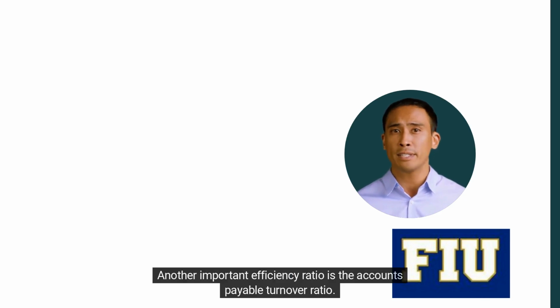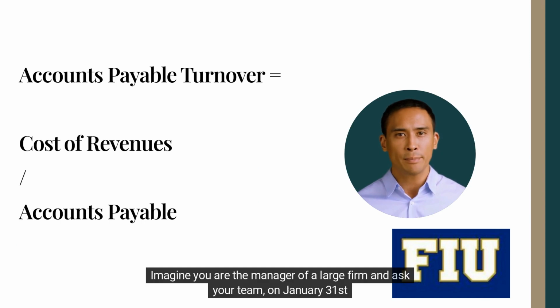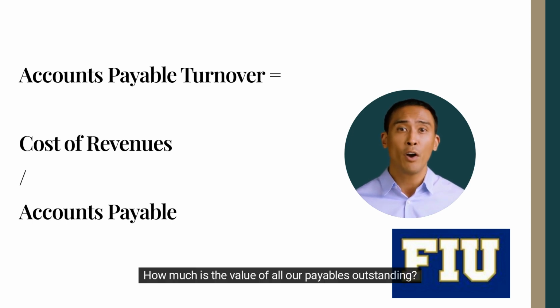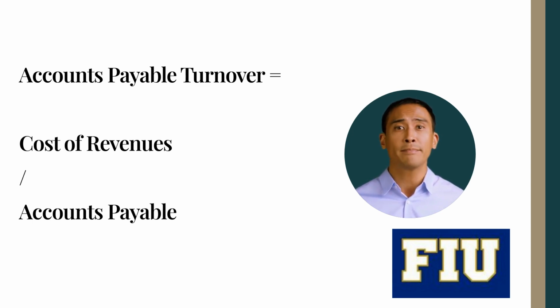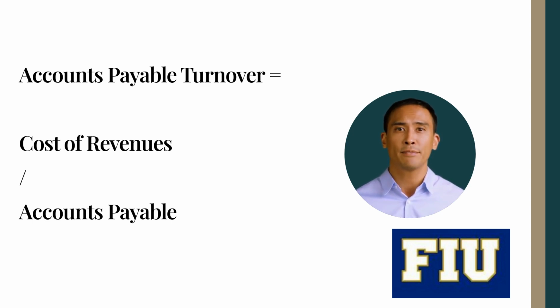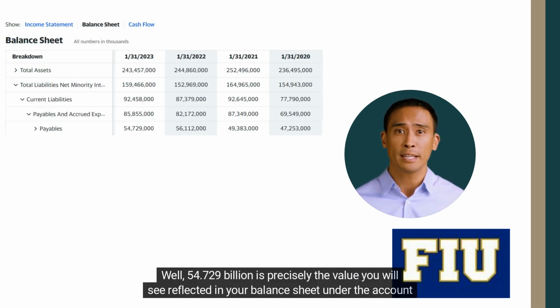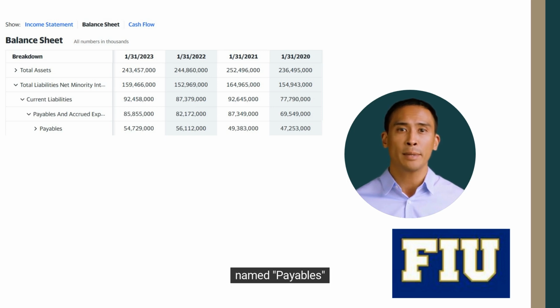Another important efficiency ratio is the accounts payable turnover ratio. Imagine you are the manager of a large firm and ask your team, on January 31st, how much is the value of all our payables outstanding? Let's assume your team informs you it is precisely $54.729 billion. Well, $54.729 billion is precisely the value you will see reflected in your balance sheet under the account named Payables.